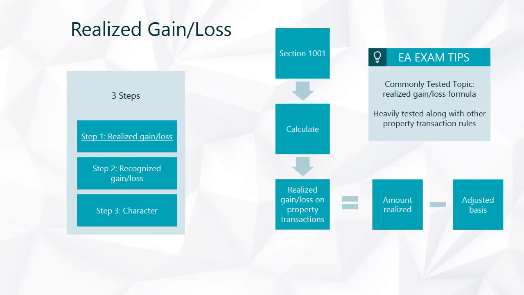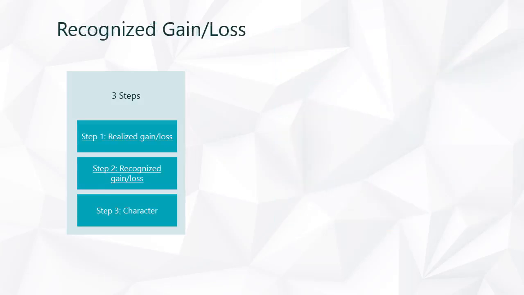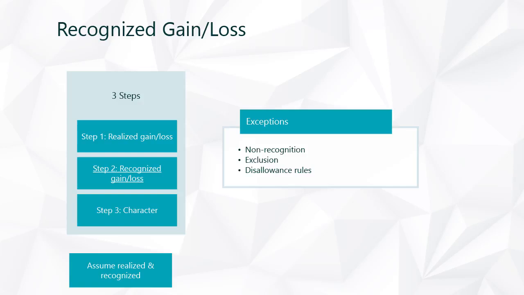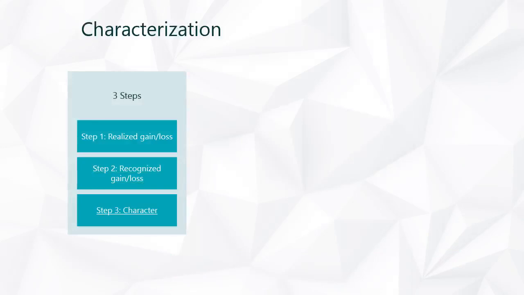For Step 2, in general, realized gain or loss is recognized and reported on the tax return. There are exceptions if there are non-recognition, exclusion, or disallowance rules that apply. For this video topic, let's assume we have a realized and recognized gain or loss from Step 1 and 2, which means it would be reported. We now move to Step 3, determining the characterization of the gain or loss.